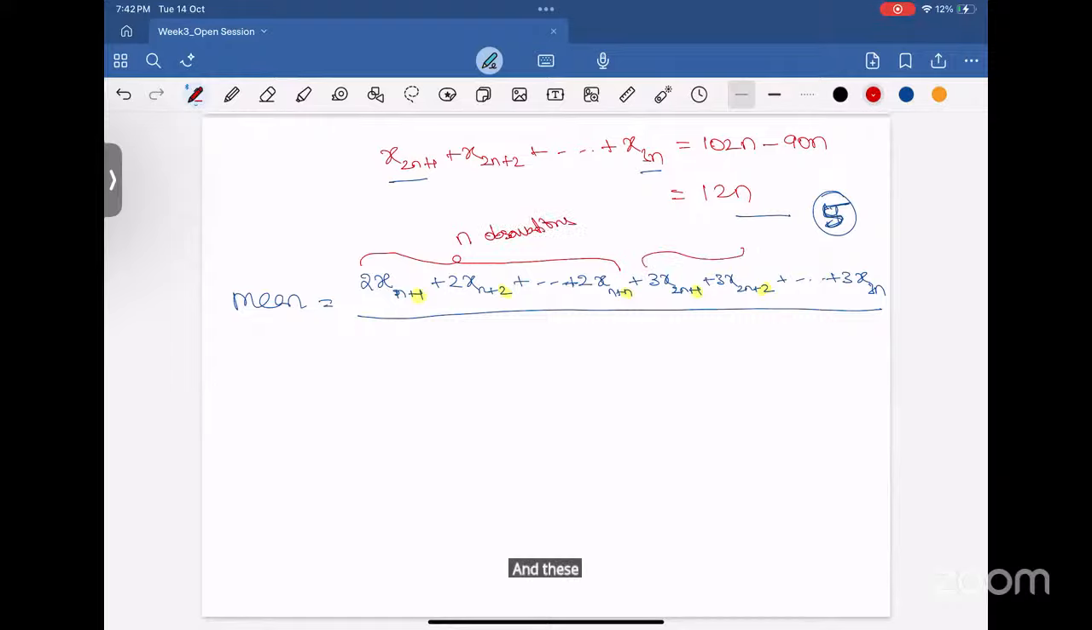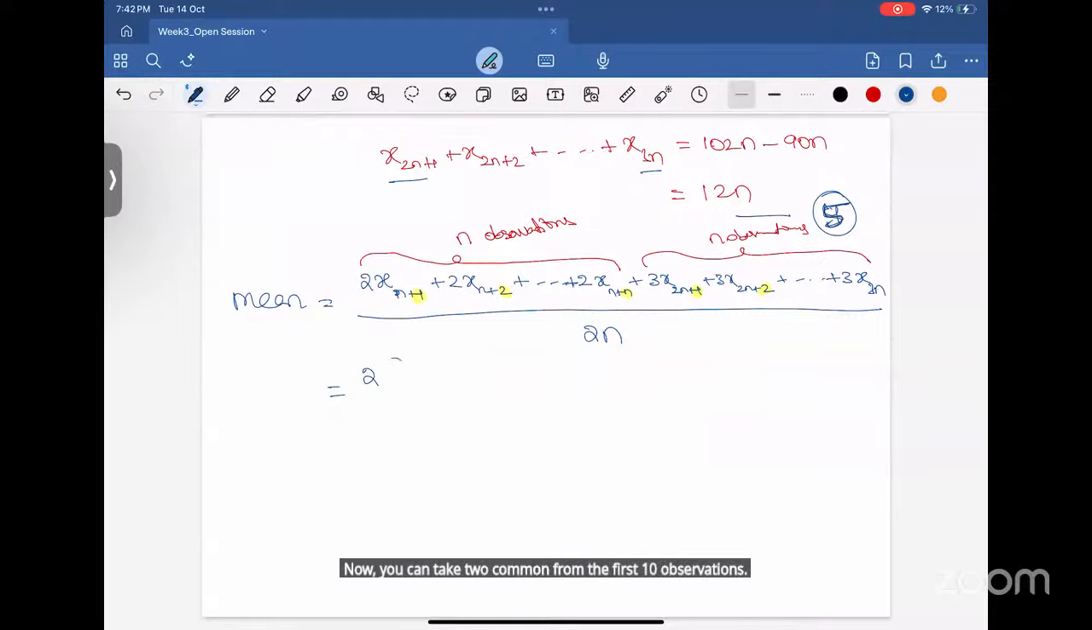And these are n observations. Totally, there are 2n observations. So mean will be this. Now you can take 2 common from the first n observations. And the sum is nothing but xn plus 1 till x2n.